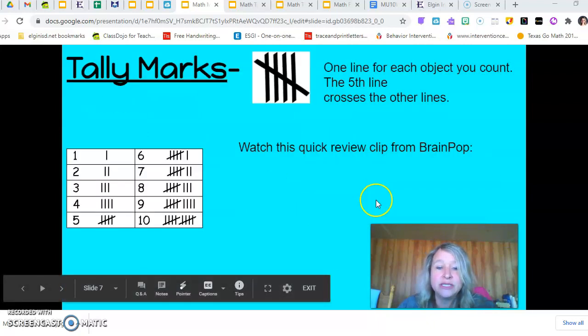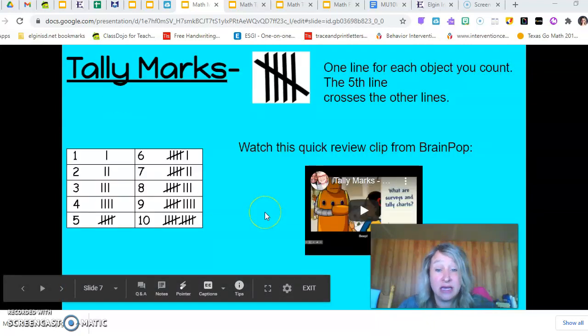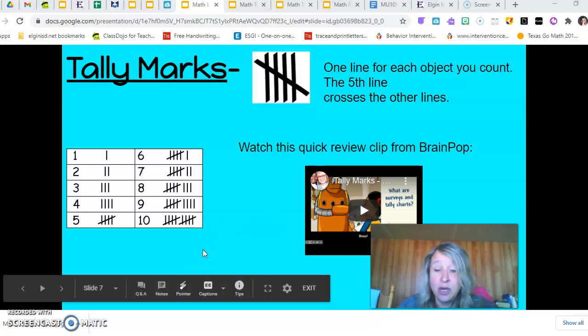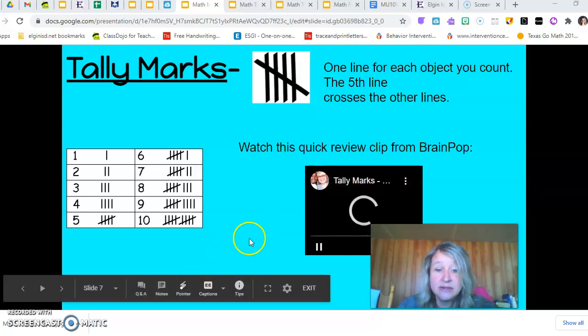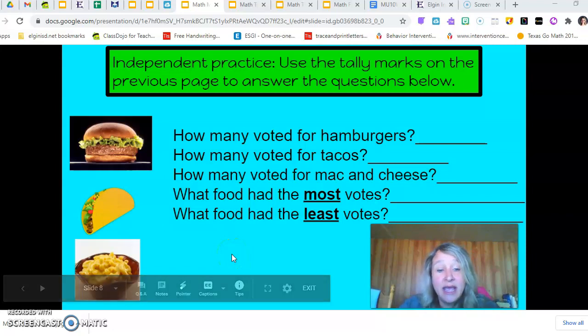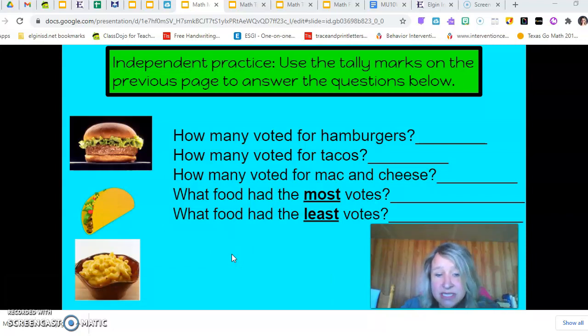But what did we learn today? We learned that with tally marks, one line stands for each object you count. The 5th line crosses the other lines. Then we watched a quick review from Brain Pop about tally marks. And then you answered the questions about my tally marks. How many people voted for hamburgers? How many voted for tacos? And how many voted for mac and cheese? Then you answered questions about which one had the most and which one had the least. That way I know what to cook in my restaurant.